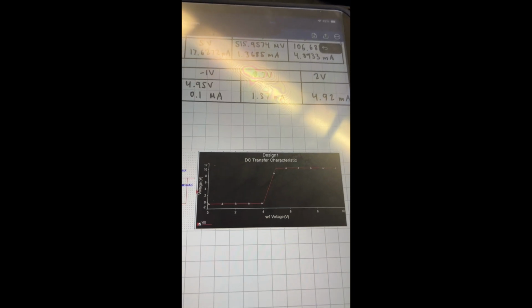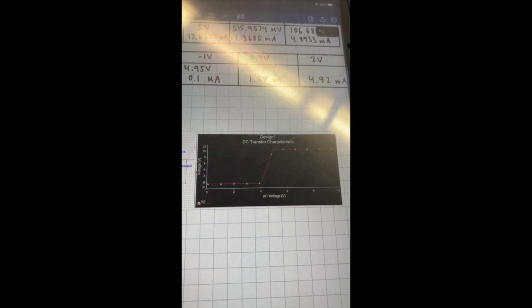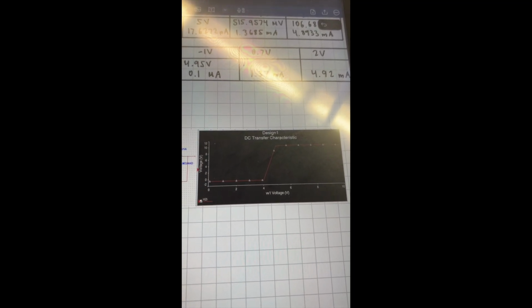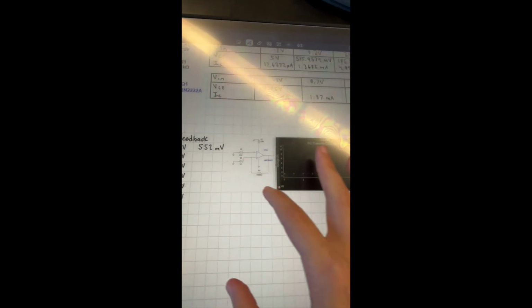And I did simulate my values. I have this table right here. So up until about 4 volts for the Vin, it'll be about negative 500 millivolts, and then it will go up to above 10 volts. So for now, it matches the expected value.